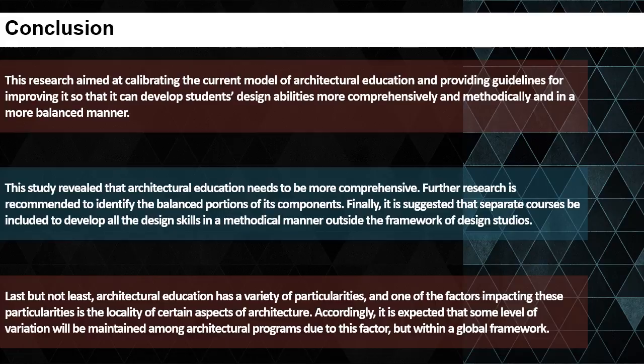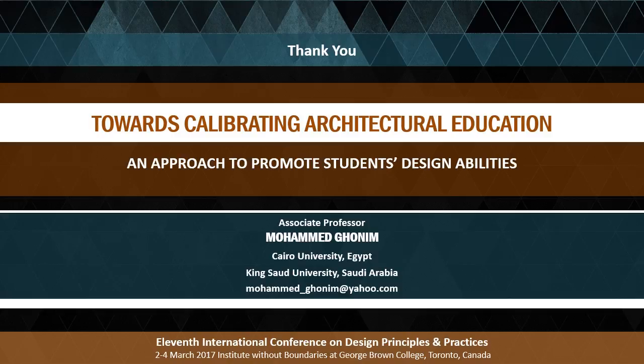This research aimed at calibrating the current model of architectural education, and some conclusions are advanced regarding the comprehensiveness, balance, methodicalness, unification, and identity of the architectural education. Last but not least, architectural education has a variety of particularities, and one of the factors impacting these particularities is the locality of certain aspects of architecture. Accordingly, it is expected that some level of variation will be maintained among architectural programs due to this factor, but within a global framework. Thank you for listening, and your comments are appreciated.